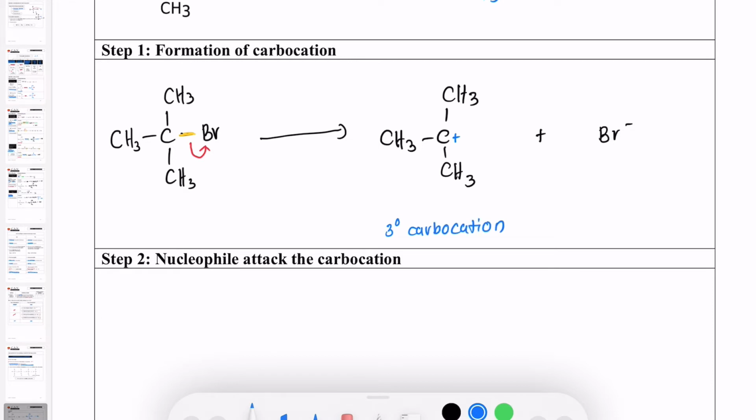Okay. Now, kalau awak lihat pada step 1, step 1 is very important. As you can see, at the reactant site, we only have one molecule, which is haloalkane. Kita hanya ada satu sahaja molekul, iaitu haloalkane.